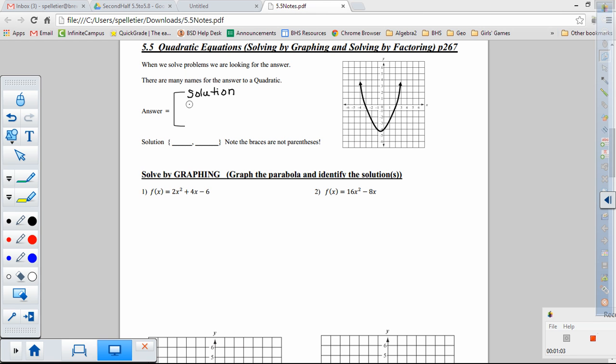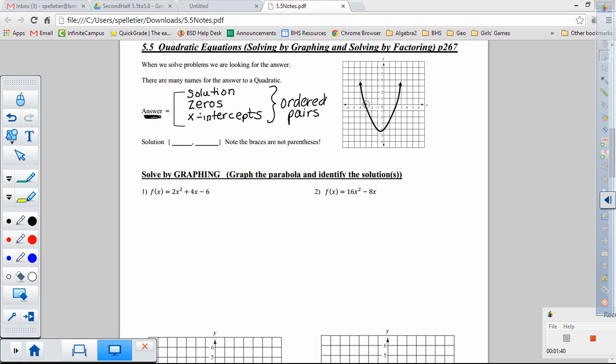But those solutions are what we call zeros. Okay? And zeros mean the same thing as x-intercepts. So anytime you hear the word solution, zeros, or x-intercepts, they all mean the answer. It is the solution. It's what we're looking for. And the solution, or the zeros, or the x-intercepts are actually ordered pairs. They are actual points.